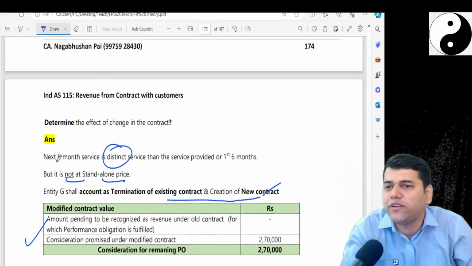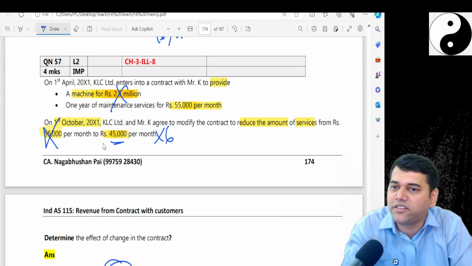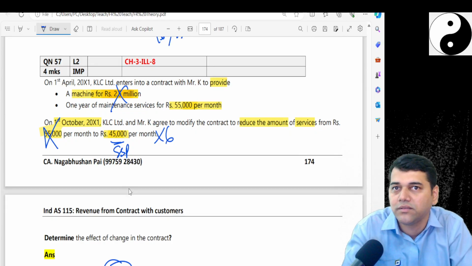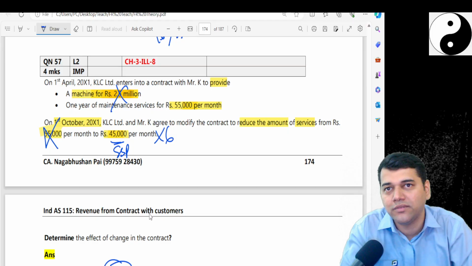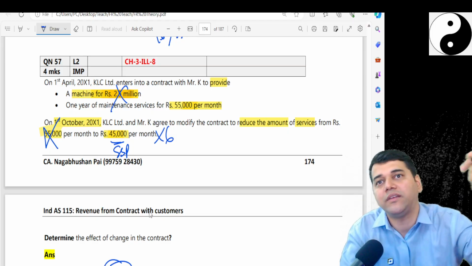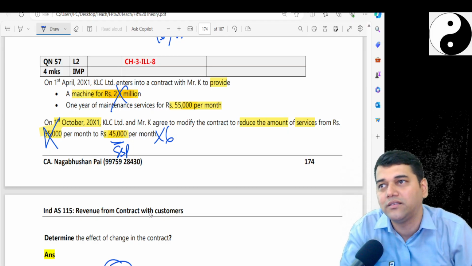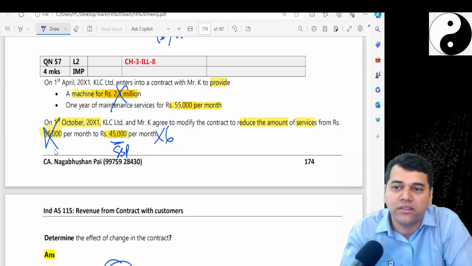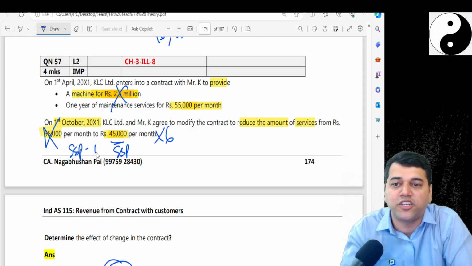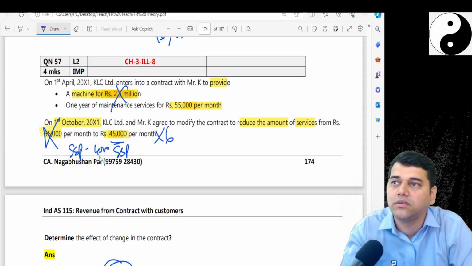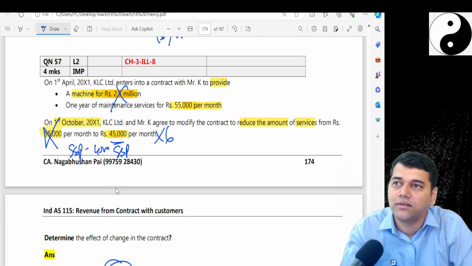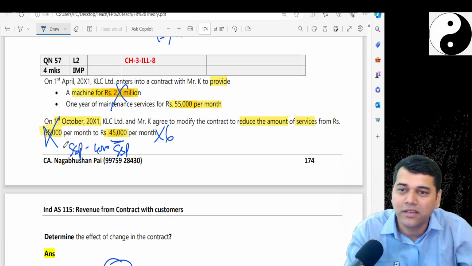Or here also I could have assumed that after 6 months the SSP changed to this. They didn't give it, but can I assume? That's why you agreed, otherwise why would the supplier agree to cancel it? So that sentence is missing here. Or I can add one more sentence: after 6 months the SSP of the price changed to 45,000 rupees. It doesn't make much difference, that's what I'm trying to tell.